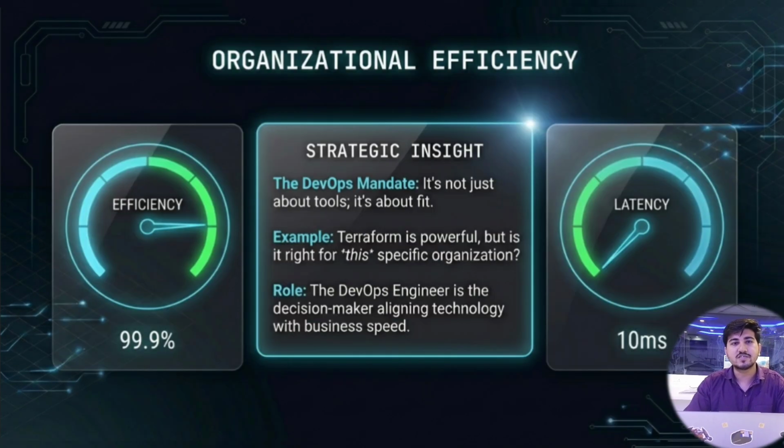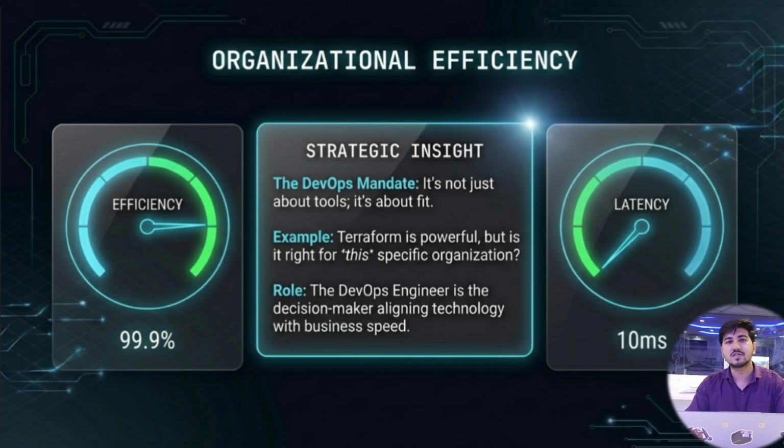Next is organizational efficiency. DevOps will also increase organizational efficiency. The efficiency will be 99.9%, and the latency is only 10 milliseconds. So within 10 milliseconds it's working, because everything is automated, and that's why DevOps.